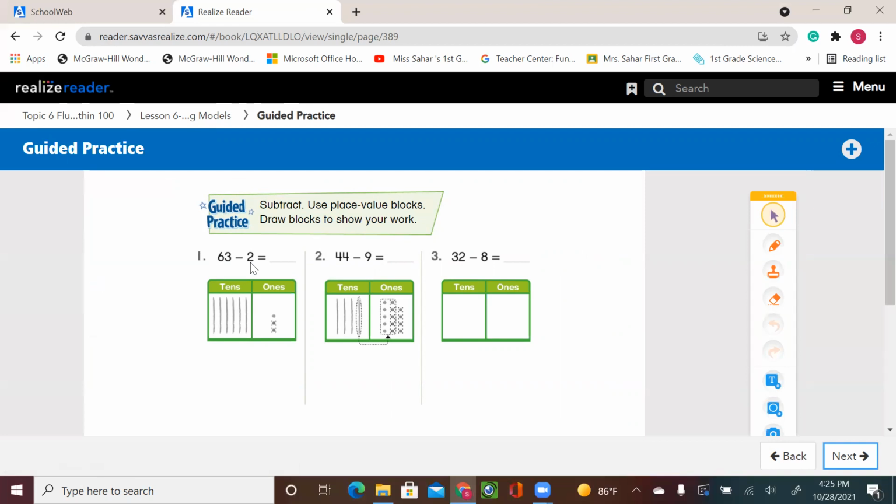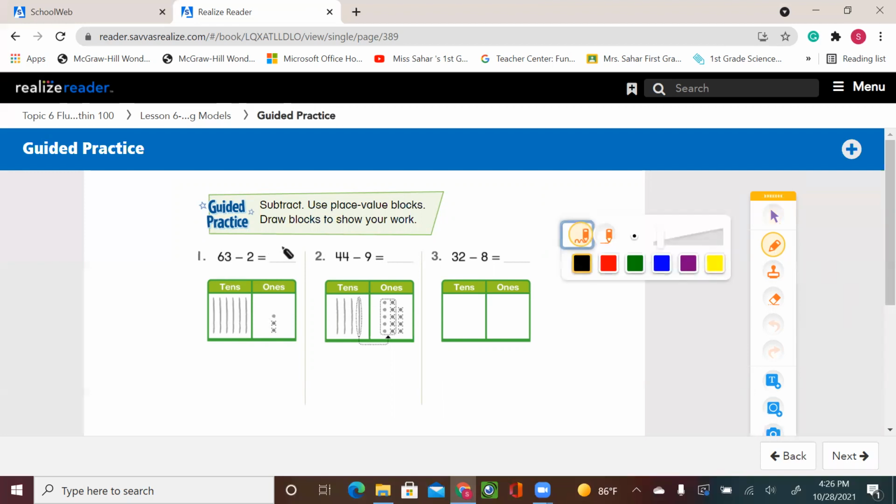63 take away 2. So as you see for number 1, the ones for my first addend is 3, and the ones for my second addend is 2. So 2 is less than 3, so I don't need to regroup. For this one, it's simple. I'm just going to subtract 2 from the 3. That means 1. And then the tens, my 6 tens remain the same because I did not need to regroup. So the first one, it's easy.